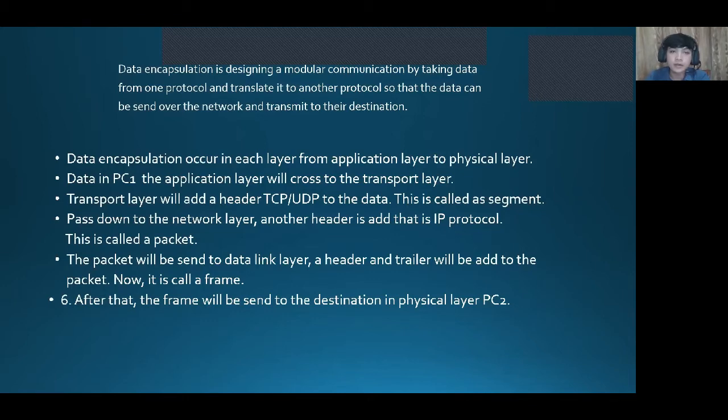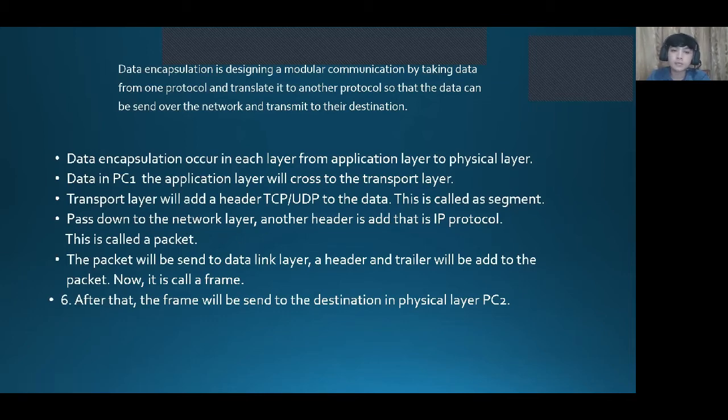Data encapsulation occurs in each layer from the application layer to the physical layer. We can see from the diagram before. The data in PC1 in the application layer will pass to the transport layer. In the transport layer, it will add a TCP or UDP header to the data, and this is called a segment. Then this segment is passed down to the network layer. Another header is added, an IP header. Then it is called a packet.